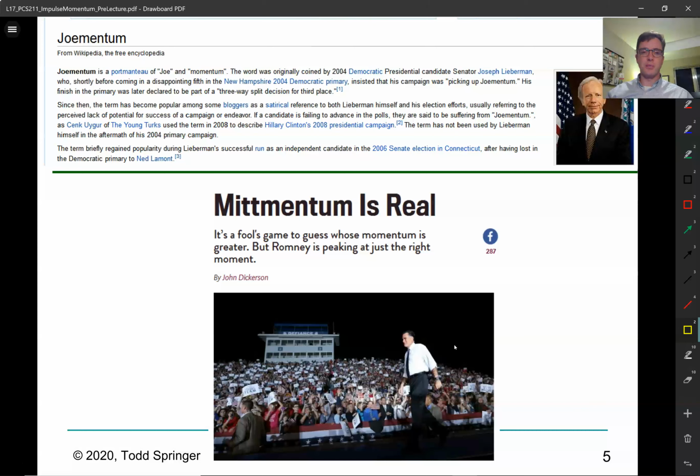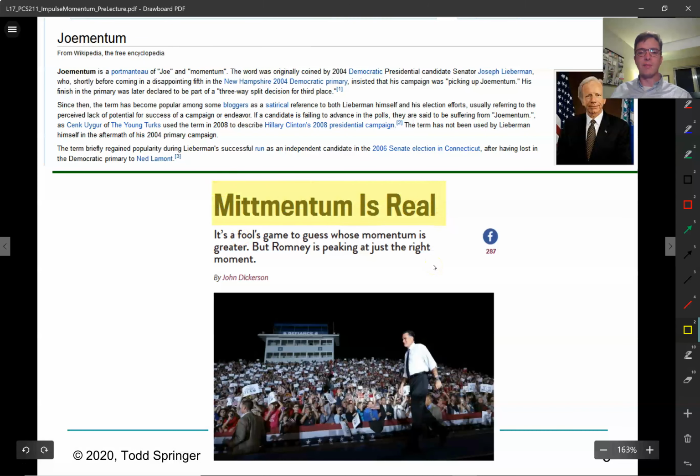The other place that it shows up is in politics. For example, everybody talks about who has the momentum going into the election. They're kind of on a roll, moving very well towards the election. These are old articles. This is Joe Mentum, from the 2004 New Hampshire primary for Joe Lieberman, who ended up getting 5th out of 5. So Joe Mentum ended up being the opposite of momentum. There was Mitt-mentum, which is Mitt Romney saying that he had Mitt-mentum. That also didn't turn out to be the case.